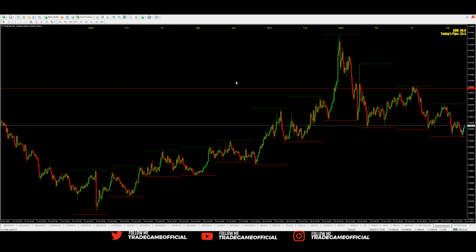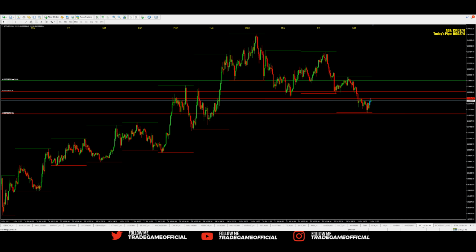Another one of the features, which is the very most important one to me, is the ADR, which is the average daily range. Right now we are looking at Dogecoin, and the average daily range is 48 pips. Today's average daily range is 35 pips. And if you go to a different chart, you'll notice the average daily range changes depending on the price, of course. So if you go to Bitcoin, the average daily range is completely different.